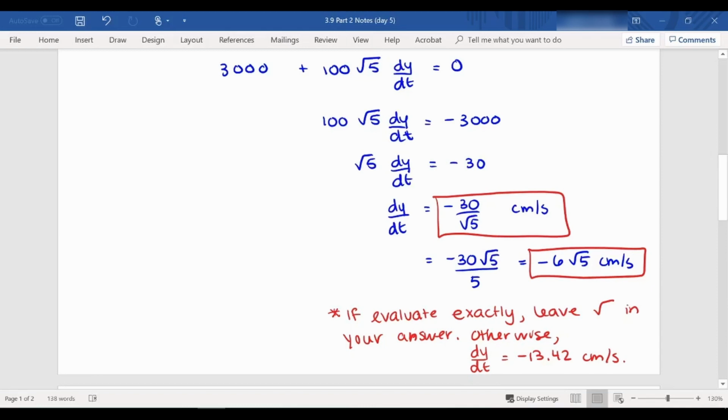Now, also, the fact that this is negative should make sense because we're sliding down the wall. If we were sliding up the wall, we would have a positive rate. But because we're sliding down the wall, we get a negative answer.